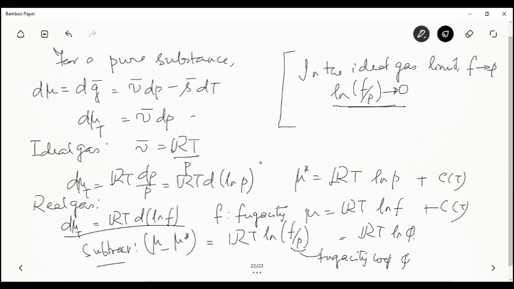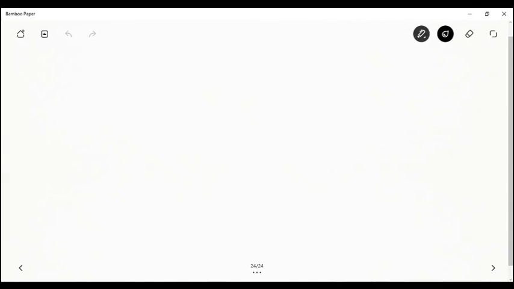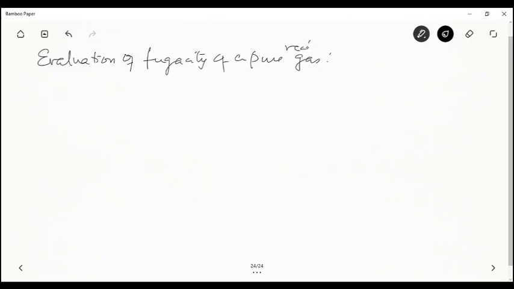Now, in order to evaluate fugacity, we will basically use the same expression that we have got here. So d mu T is basically v dP, but that is also equal to RT d log f. So this is the expression that we will write. So, evaluation of fugacity of a pure gas. Okay, so this is a pure gas rather.